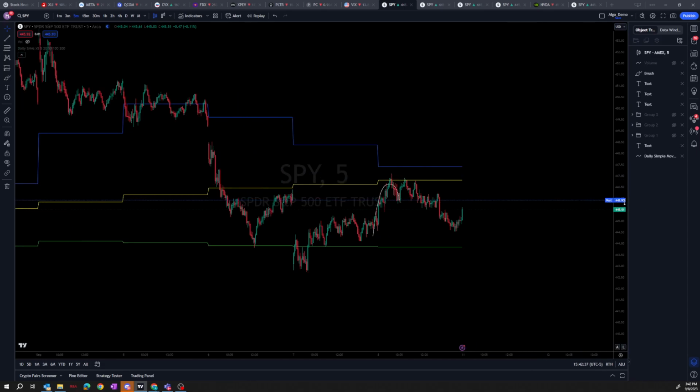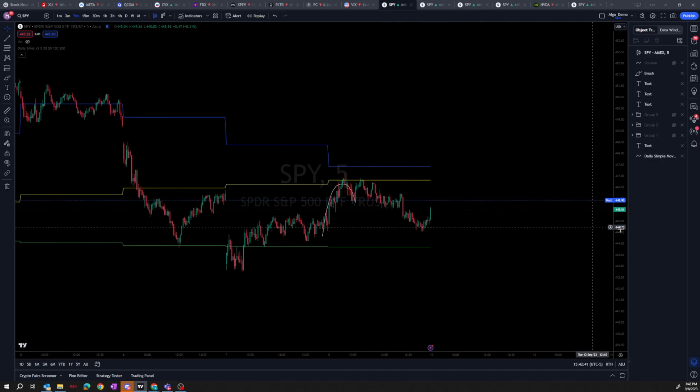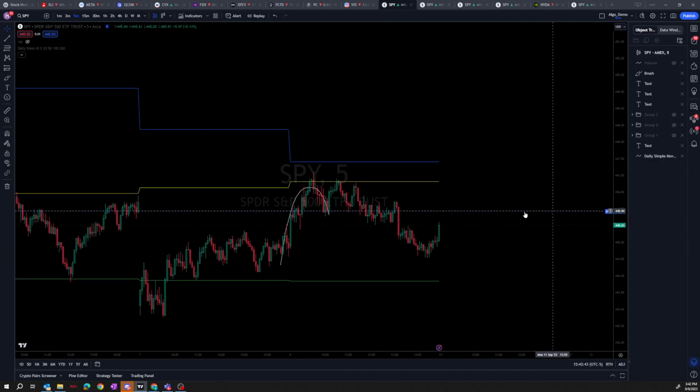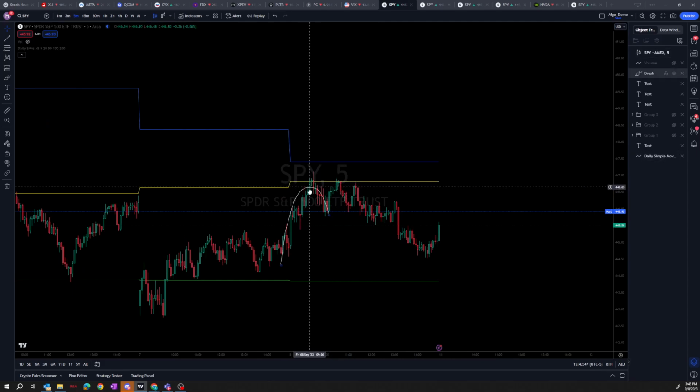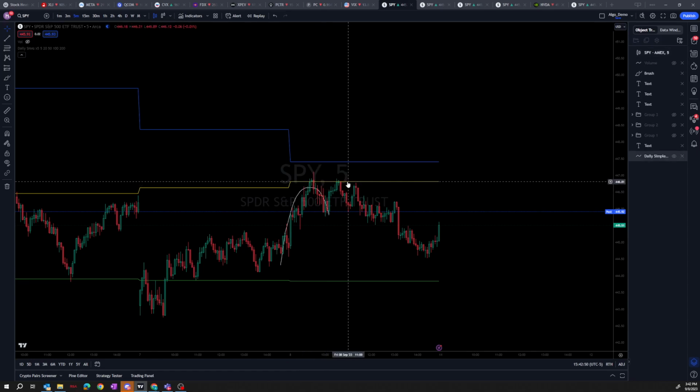But a lot of the times the price is going to interact with these daily SMAs and you're going to get some kind of reaction. So this morning, I was calling out, hey guys, we're at the 50 daily SMA. Watch for some kind of reaction. And we got exactly that. We got a triple top there.